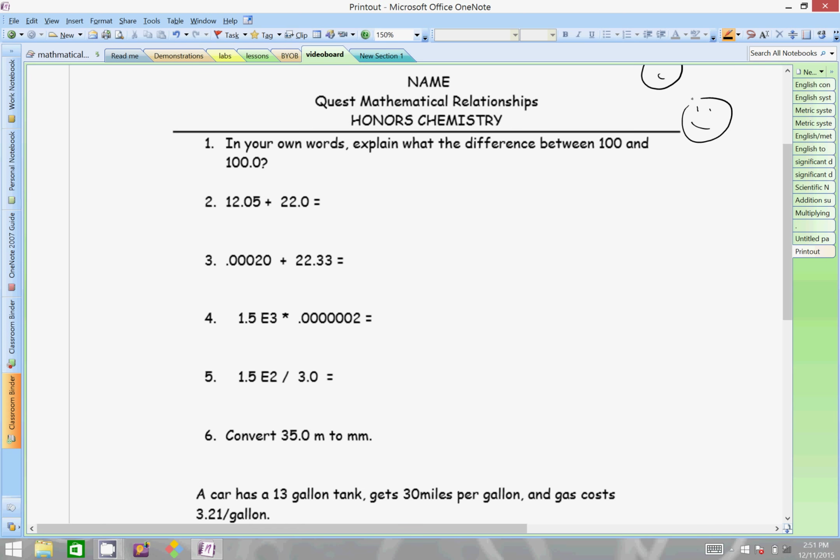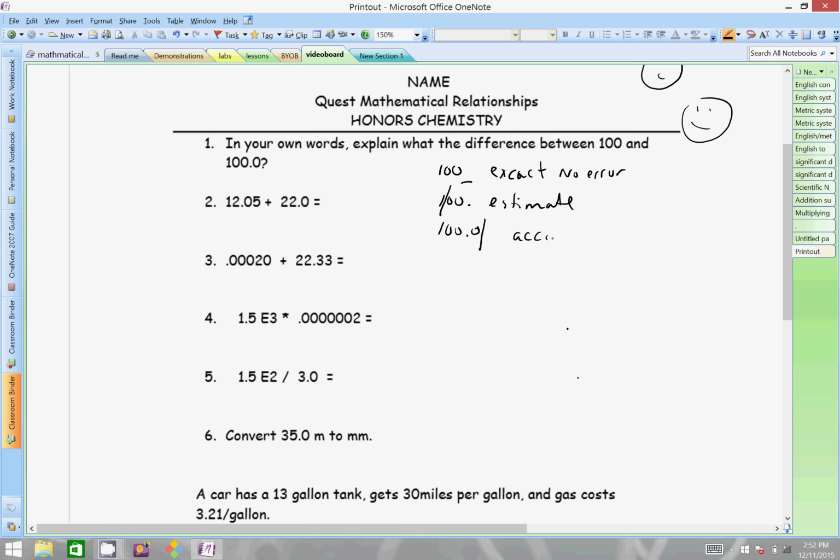So in your own words, explain what is the difference between 100 and 100.0. Well, technically 100 with no decimal would be considered an exact value with no error. 100 with a decimal would be an estimate where we would lose accuracy right here. If we did 100.0, the difference would be that we lose accuracy right here, a much more accurate value.